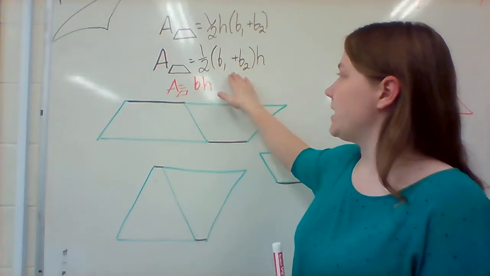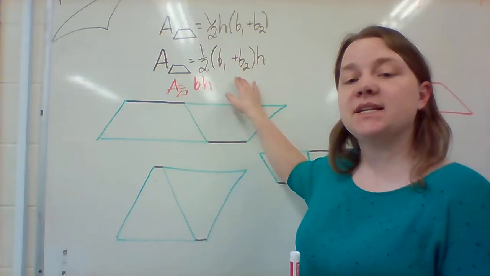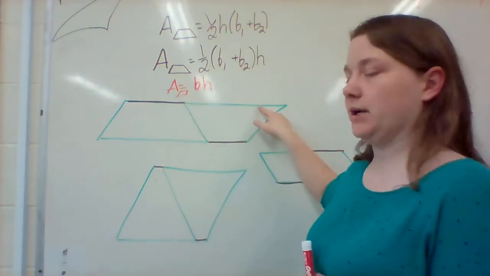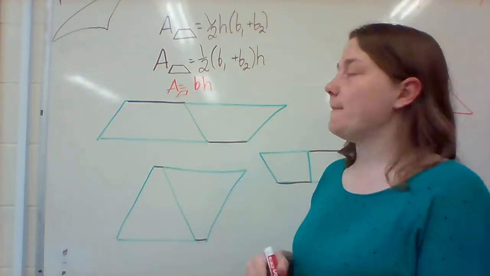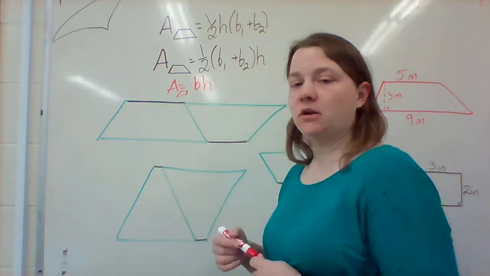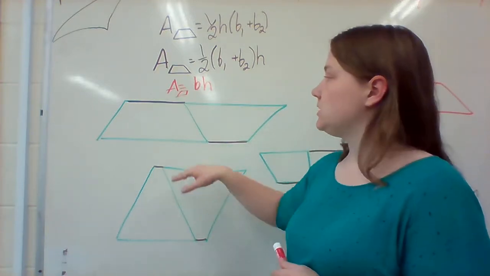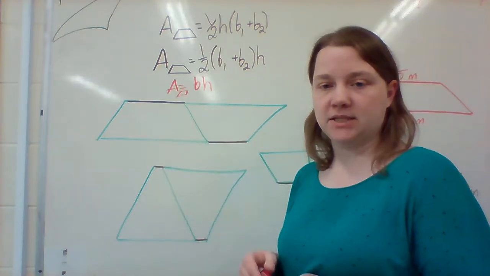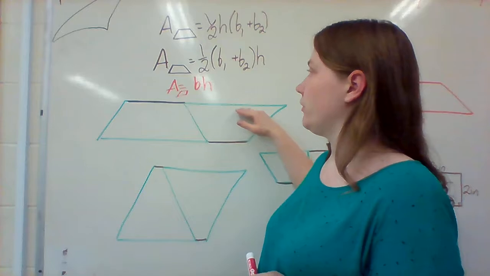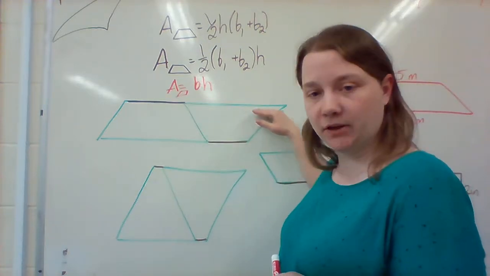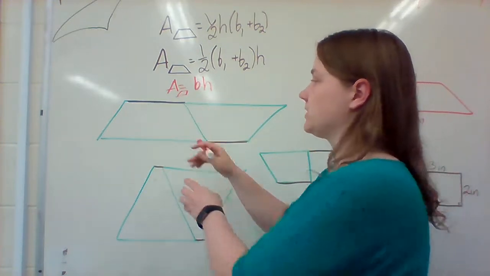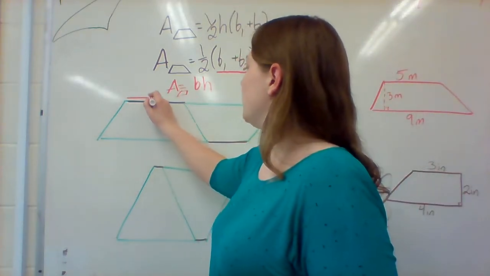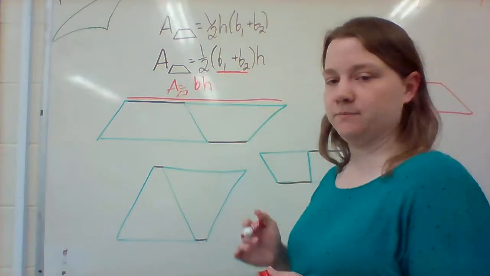So we have the base right here, except because the base of a parallelogram goes all the way across, and we want both of those bases, what we're going to do is add the bottom base plus the top base so that we get the distance all the way across the parallelogram, so that we can find the area of this whole parallelogram. So this is base 1 plus base 2.